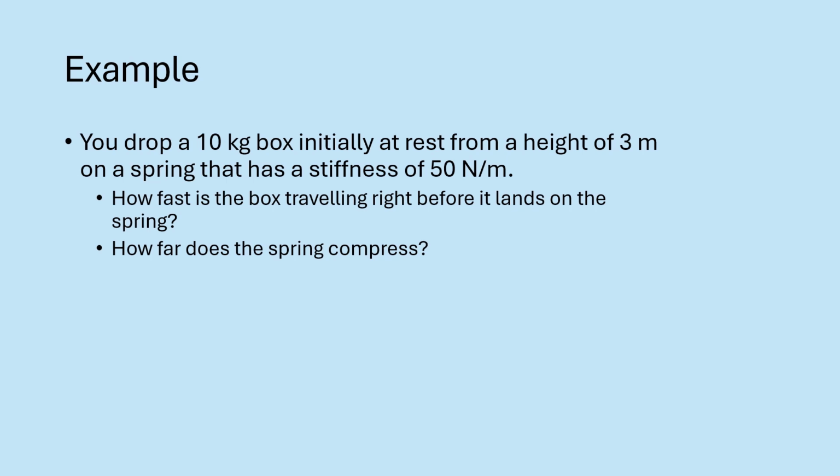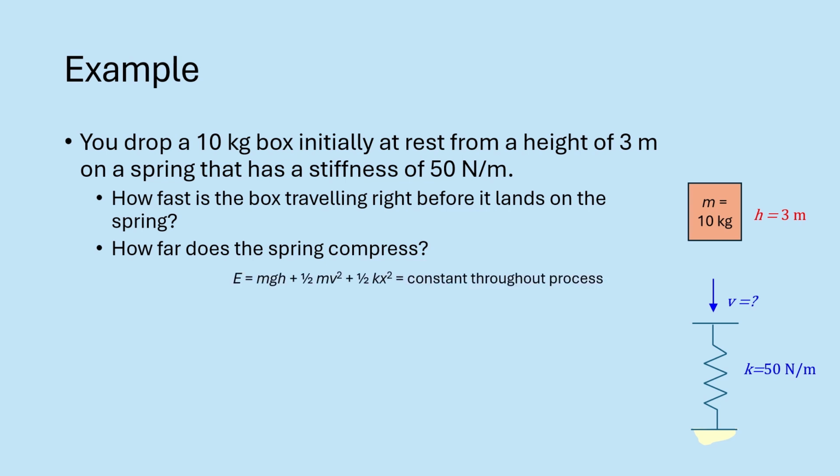Let's do an example. You drop a 10 kilogram mass from 3 meters and it lands on a spring with stiffness 50 newtons per meter. What is the velocity when it impacts the spring, and how far does the spring compress? The key concept is realizing the total mechanical energy remains constant through the process. There is no friction in this problem to worry about.